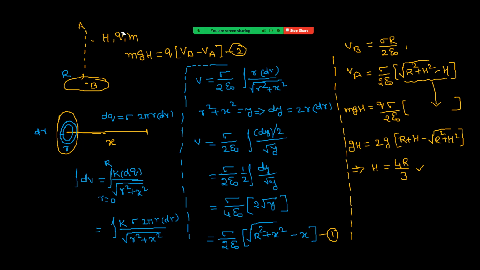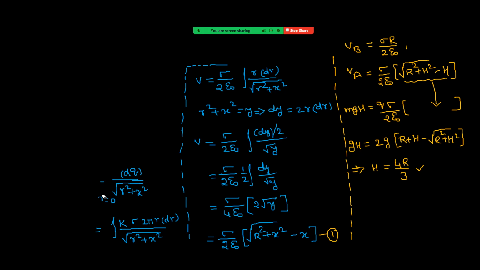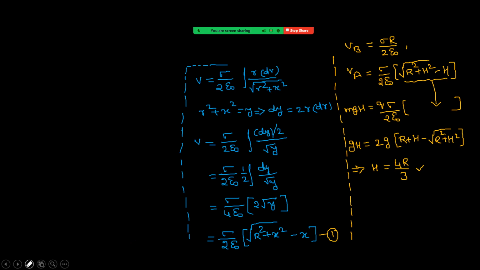So I am erasing the remaining things. This is the calculation of potential due to the disk. Now what are we writing here? Potential energy. First of all, we have to identify it. Let us erase this also.